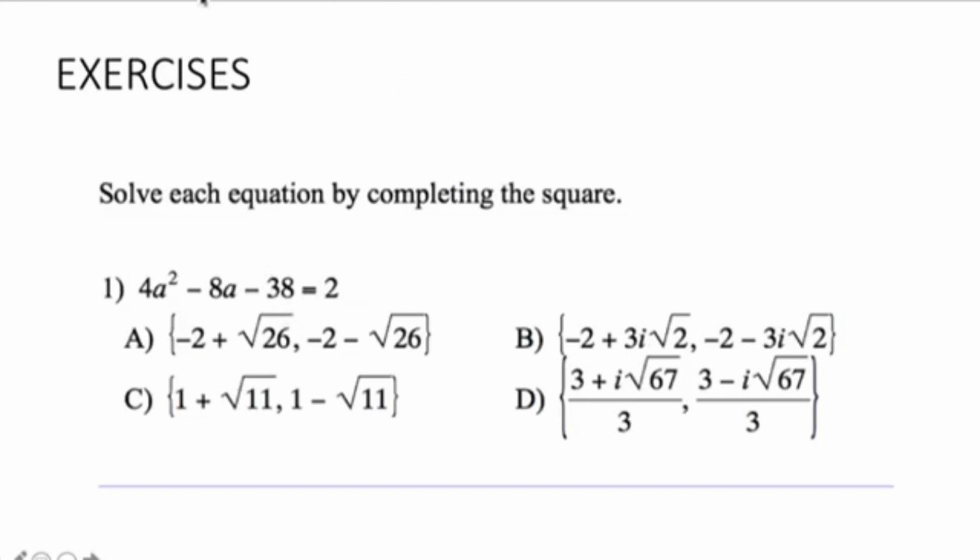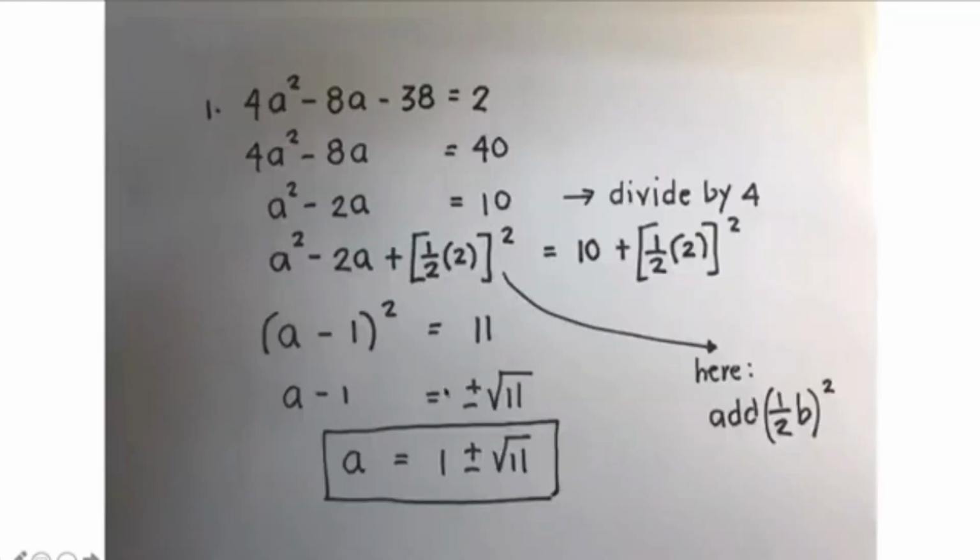Now, assuming that you already answered the problem, let's check your answer. The answer should be a equals 1 plus or minus the square root of 11. So how did we do that? First, we isolate all the terms with variable a at the left side and all the constants at the right side by adding 38.